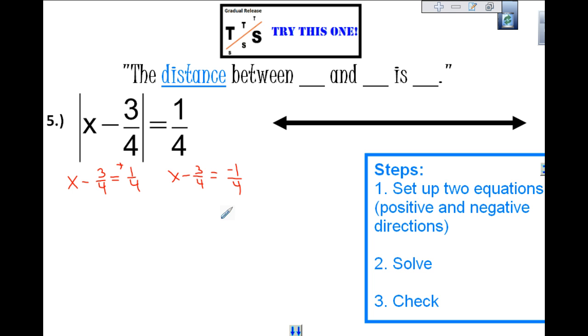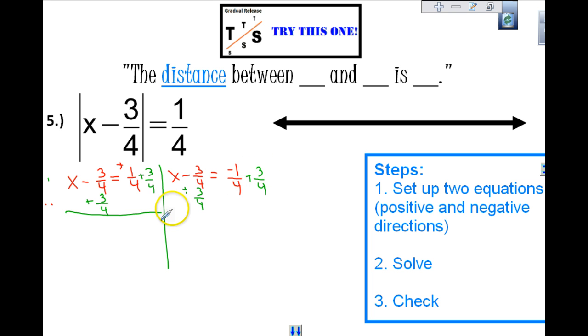Okay? Next step, just like on all the others, is to add 3/4 to both sides. Okay? And I'm going to write it on the side here. That's how we normally add fractions. Same thing over here. 3/4 each side.